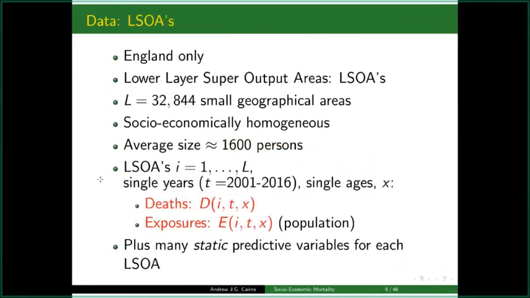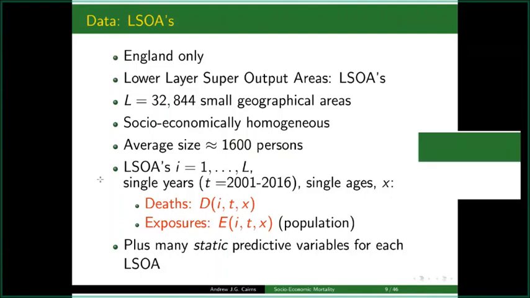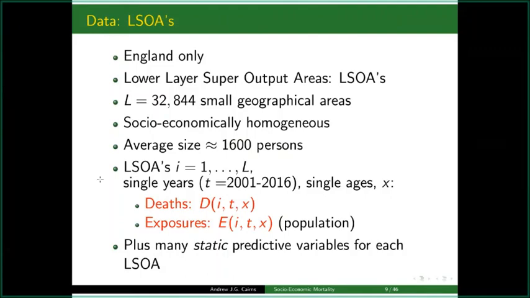Moving on now to talk about the data. So we're looking at England, and the small geographical areas that we're going to be analysing are called lower layer super output areas, which is a bit of a mouthful, so I'll abbreviate that to LSOAs. There are just under 33,000 of these small geographical areas. Within each area, they are socio-economically homogeneous, or they try to make them as homogeneous as possible so that similar sorts of people, similar backgrounds live in these areas. So bearing that in mind, the average size of these areas is about 1,600 persons, but there is quite a lot of variation from perhaps less than 1,000 for some areas up to 3,000 in some other areas.